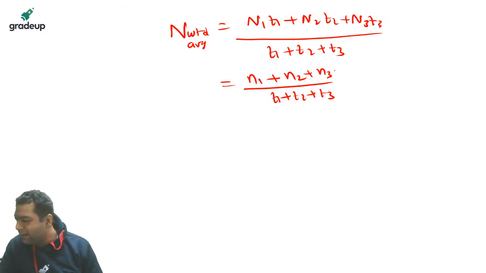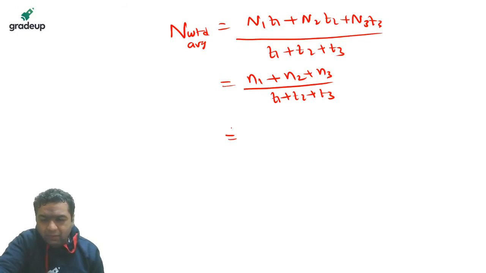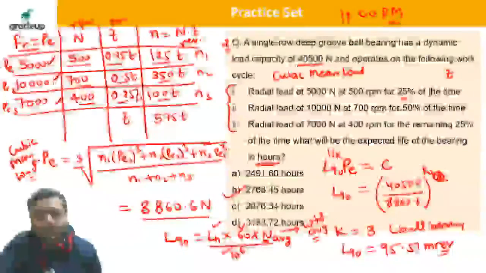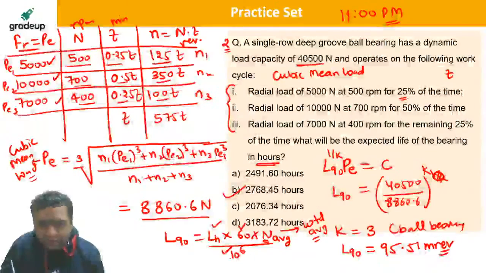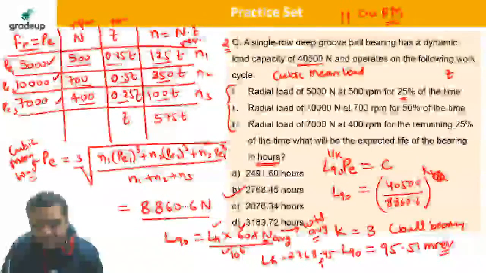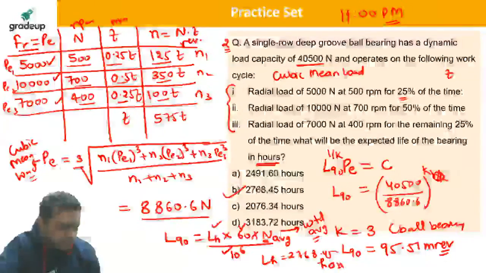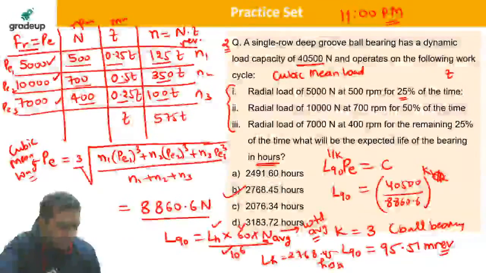Yes guys, very nice. The answer is very much correct, Akhilesh. You will be getting 2768.45 hours. So guys, just put the value: 125T, 350T, total is 575T divided by T. It will come out to be 575. Putting this value, you will get LH to be 2768.45 hours. Yes, fine guys, wonderful. TPM, your answer is correct. Akhilesh, very nice.